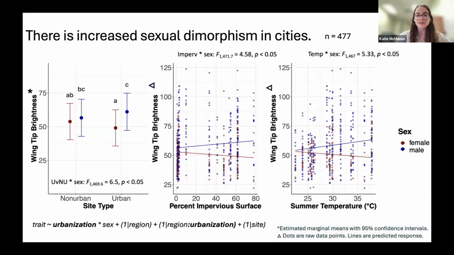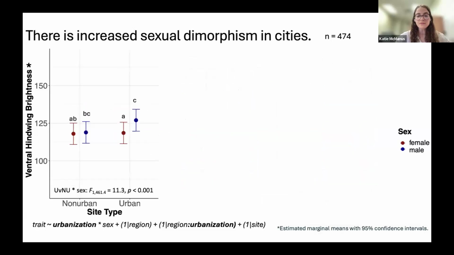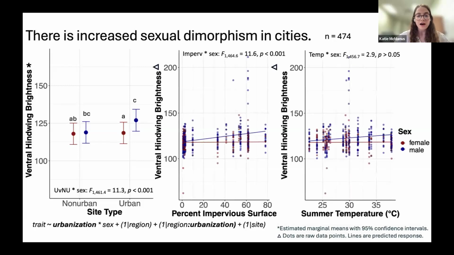So we see that there's a slight increase in brightness for the males with increasing urbanization and a slight decrease for females, which is driving the signal of sexual dimorphism that we're picking up on. And we see the same trend with ventral hindwing brightness, where the males are increasing in brightness, which is driving sexual divergence and dimorphism in urban areas, and we don't see it as strongly in non-urban areas.